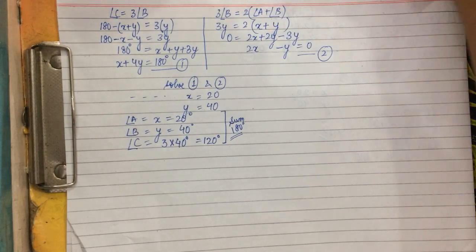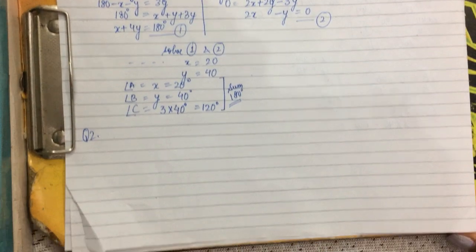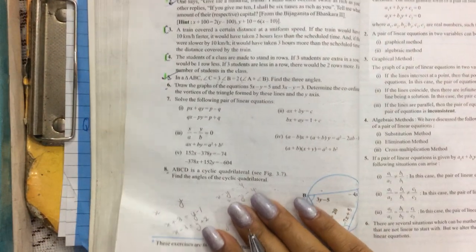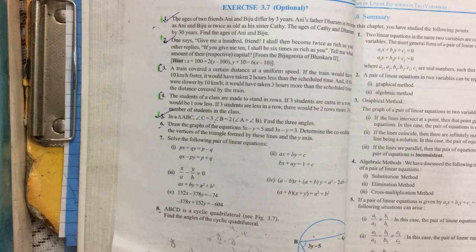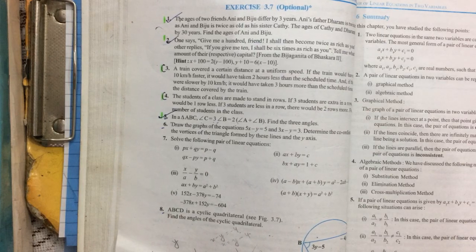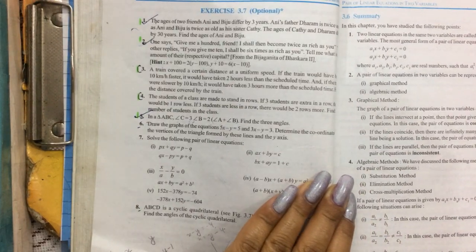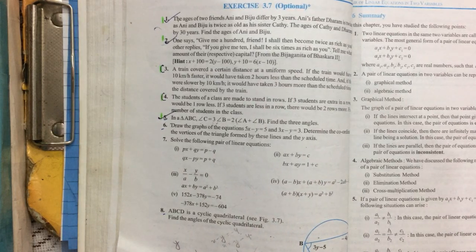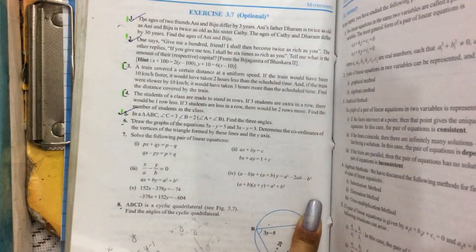The next question we are doing is question number 2. One says, give me 100, friend, I shall then become twice as rich as you. The other replies, if you give me 10, I shall be 6 times as rich as you. Tell me what amount of their respective capital. From the Bij Ganit of Bhaskar II.